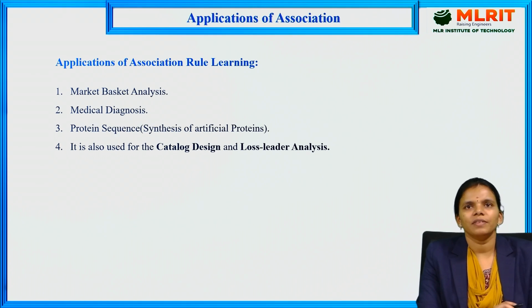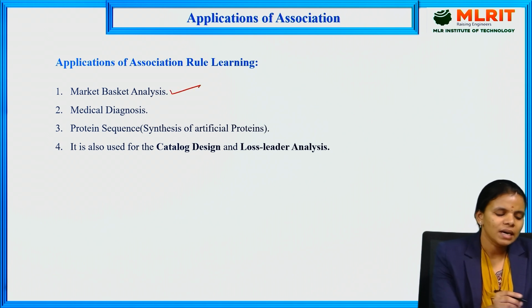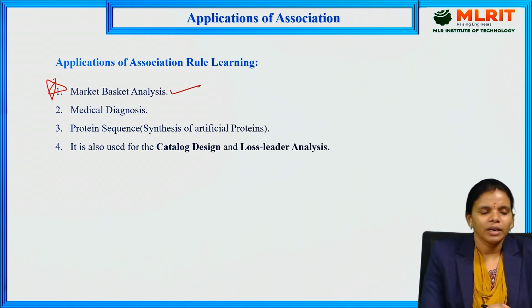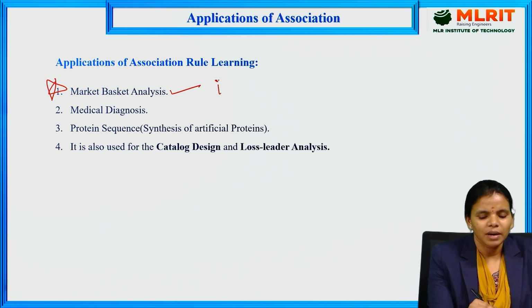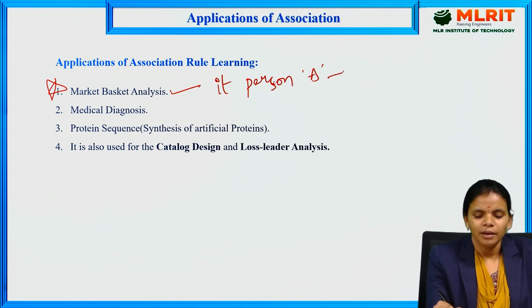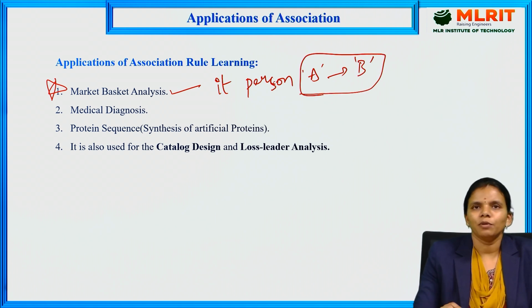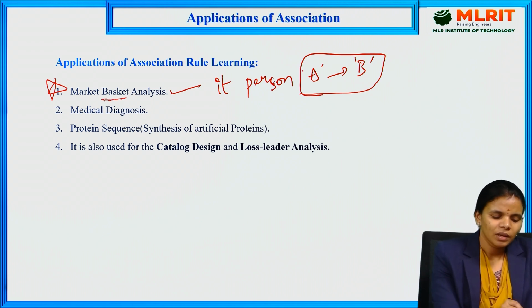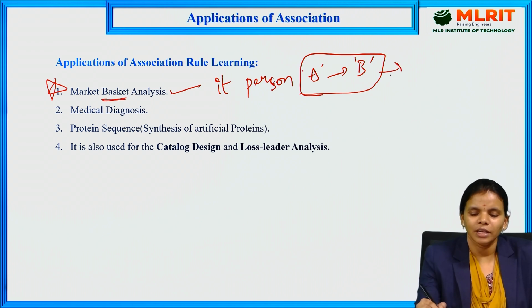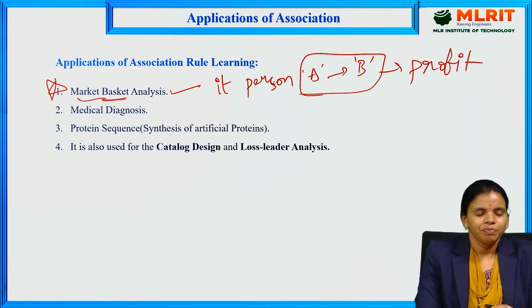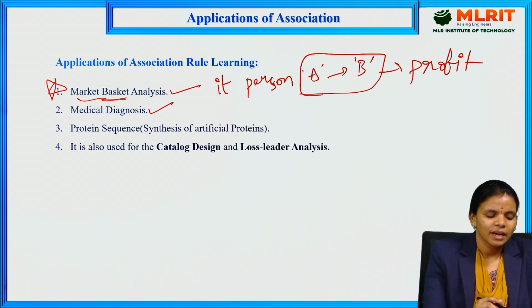And the applications of association rule learning, meaning where we can use this association rule learning. The first one is market basket analysis. This is very, very important. As I told you, if a person buys A, then he will purchase B also. We are using this type of association rule learning in our market basket analysis so that we can improve the profit of that market basket. And the next one is medical diagnosis, and the third one is finding protein sequences.